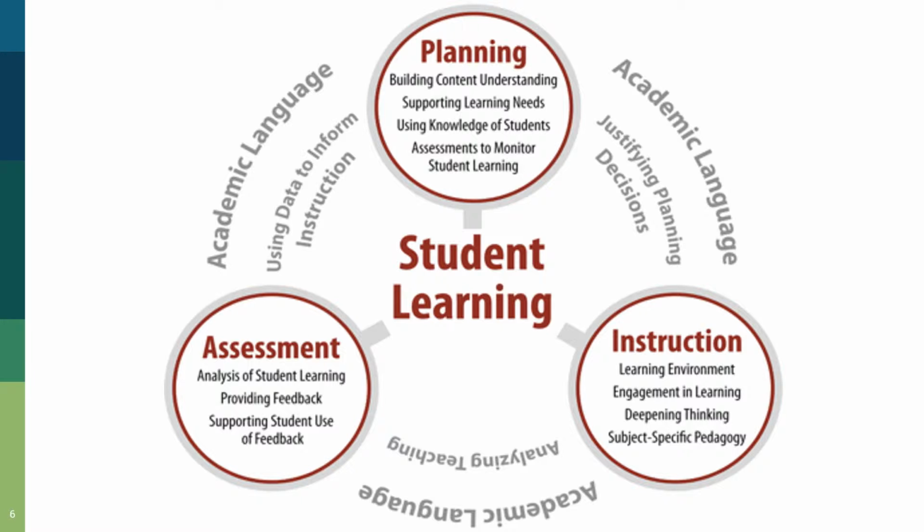Instruction is executing your plans while providing your students with a positive and inviting learning environment. Your instruction should engage the learners and deepen their thinking about the subject-specific knowledge. Assessment is done to analyze student learning and provide specific feedback and support students to use it. Ultimately, the data that comes from the assessments should inform your future instruction, which is why this is a cycle and not linear. It's also important to note that academic language can be found in all parts of the effective teaching cycle, which is why it's found in all parts of the EdTPA assessment.